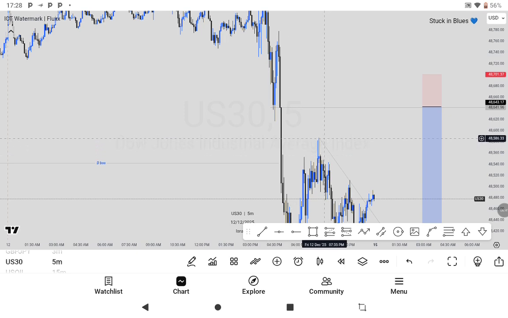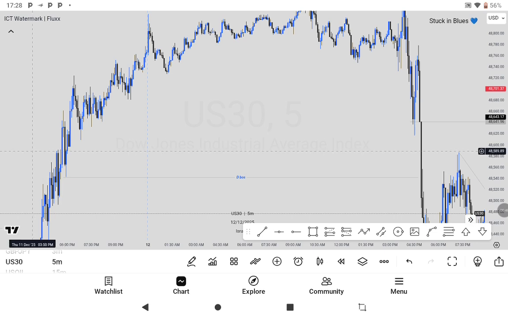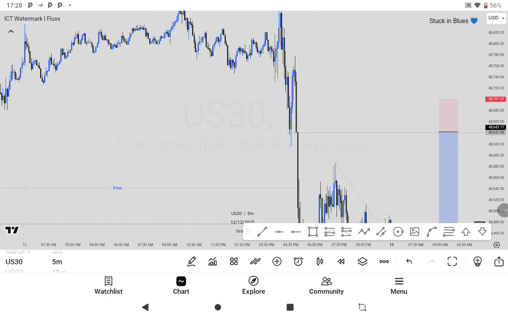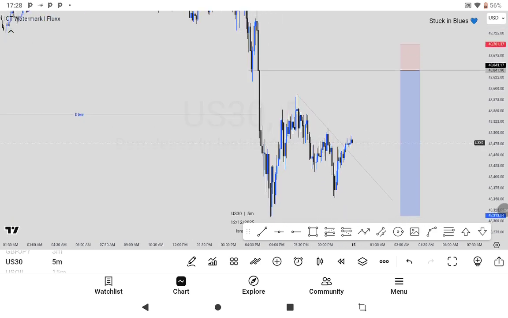Then the market swept it. After sweeping it, it tapped on. If you go to the 30 minutes time frame, you see this clearly, like a failed order block here, serving as a breaker block. The market tapped on it and it's dropping. Then, since I saw that the market is dropping, I marked this out.